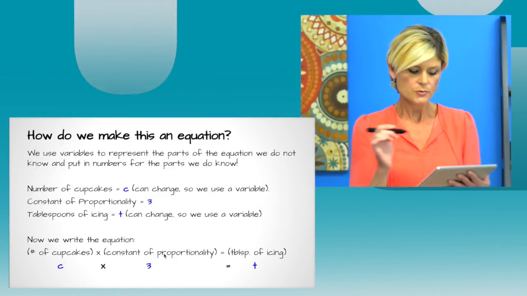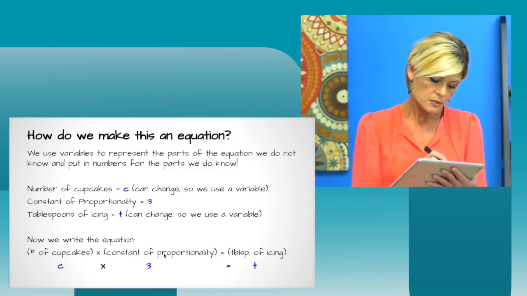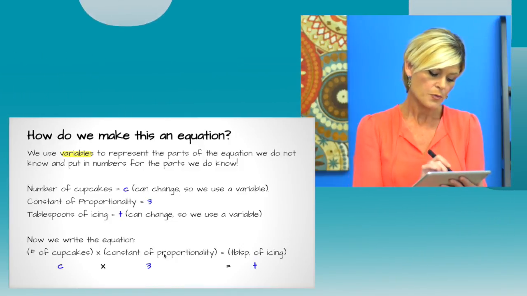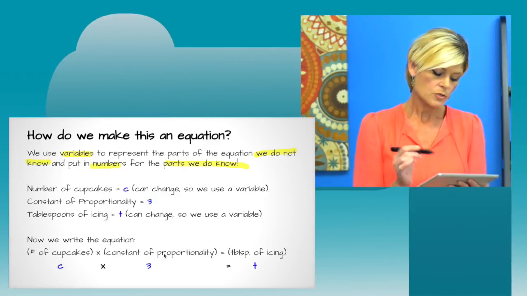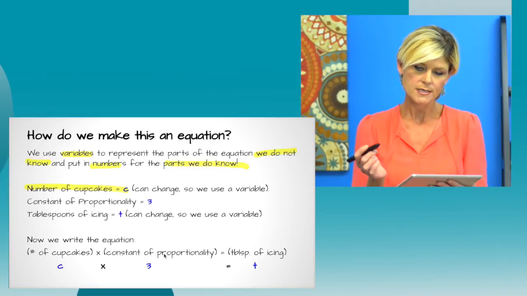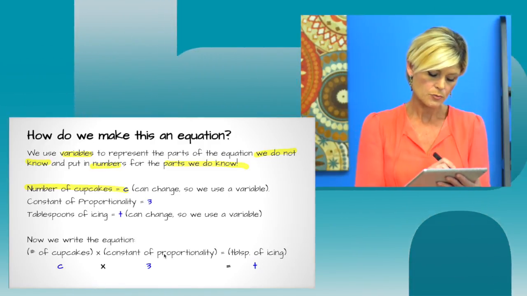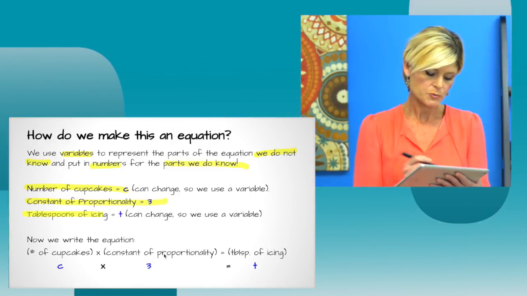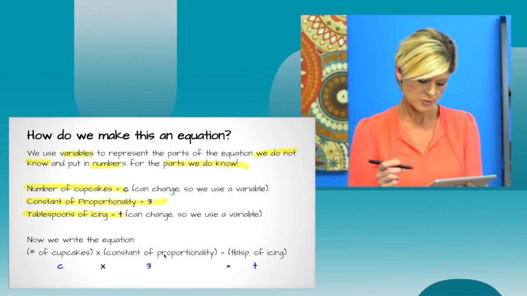So how do we turn this into an equation? Well, it's actually not that hard. We use variables to represent parts of the equation that we do not know, and we put in numbers for the parts that we do know. So let's let C equal the number of cupcakes. Because the number of cupcakes can change, we're going to use a variable. Let's let 3 be the constant of proportionality, because we know that. And T equal the tablespoons of icing. We'll use a variable for that one also because the number can change.